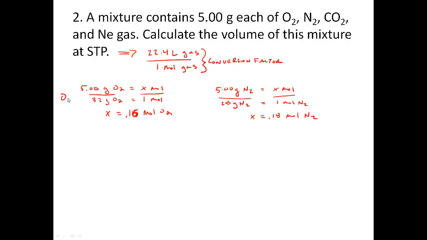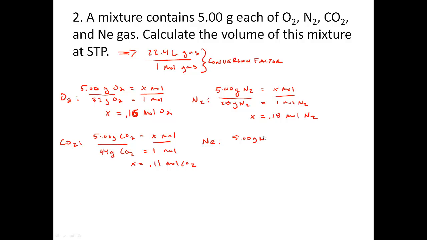Okay, so this is O2, this is N2, let's do CO2. Okay, same exact thing. If we have 5 grams of CO2, that is how many moles? Well, if we know that there's 44 grams of CO2 in 1 mole, we've got a proportion problem. Cross multiply, x is equal to 0.11 moles of CO2, and then lastly we've got neon.